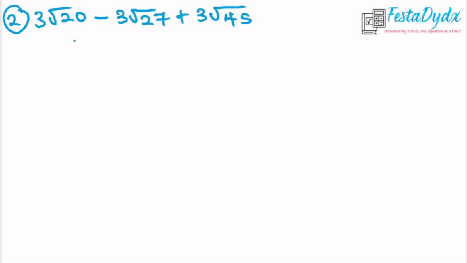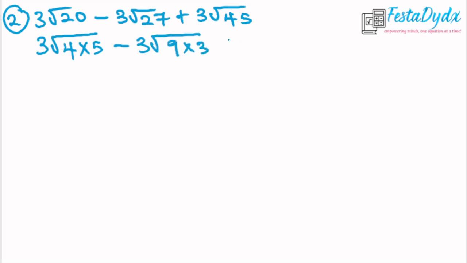So for number 2, we have 3 root 20 minus 3 root 27 plus 3 root 45. So let's break this down to the simplest surd. For root 20, we have 4 times 5; minus 3 root, for 27, we have 9 times 3; plus 3 root, for 45, we have 9 times 5.